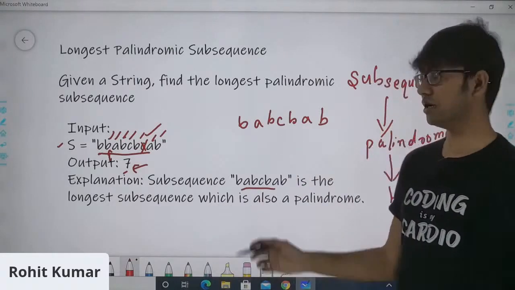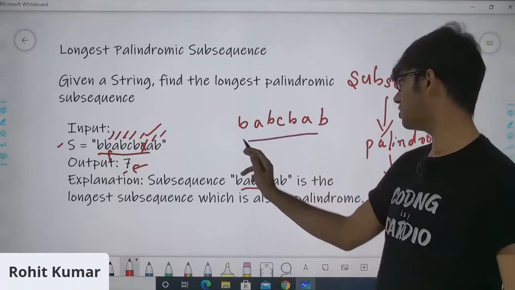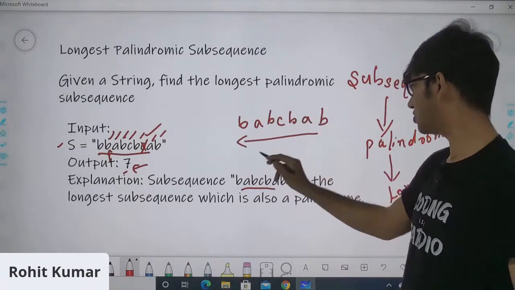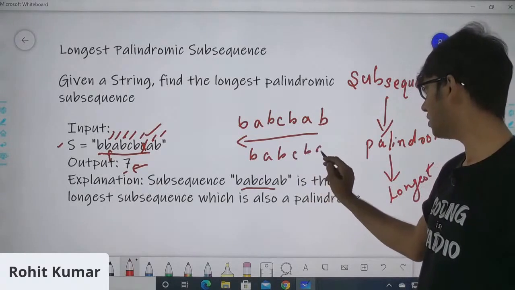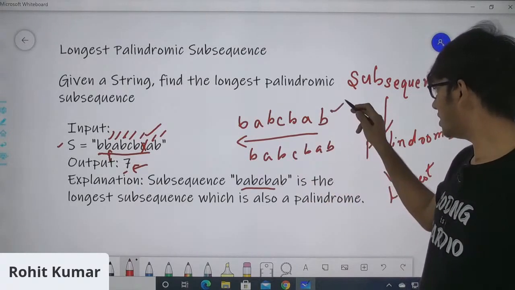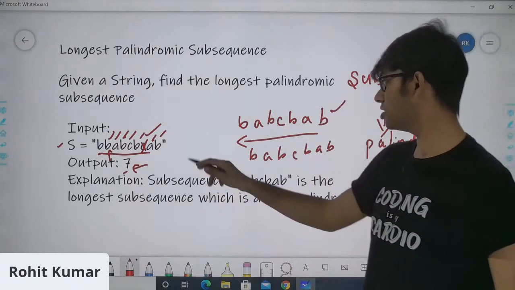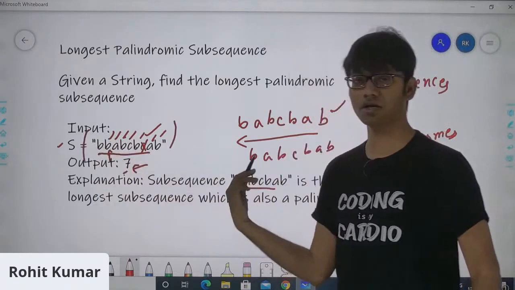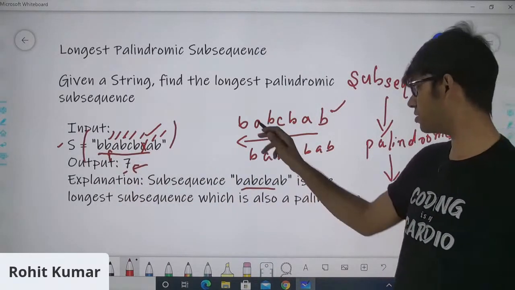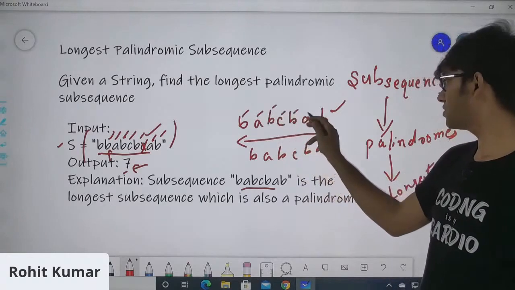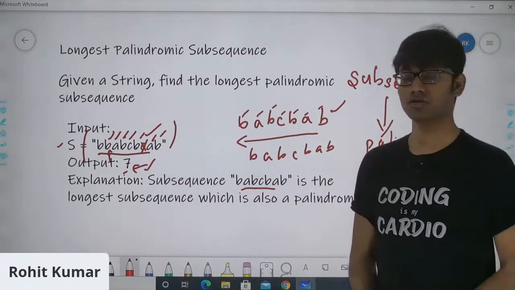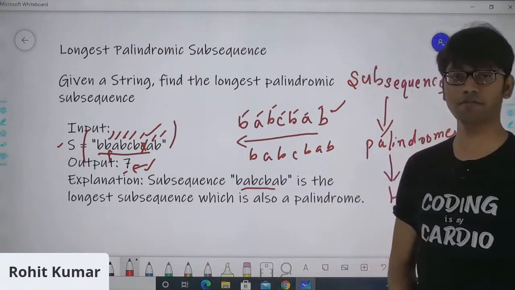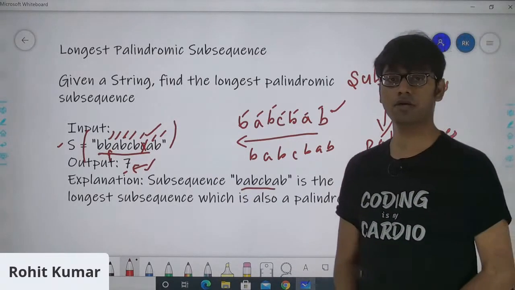So if you read it from right to left also, it will come out as the same string. So it is B, A, B, C, B, A, B. So this is a palindrome, as well as in this particular string, this is the longest palindrome. So what is its length? 1, 2, 3, 4, 5, 6, 7. Hence your output is 7. All right. So I hope the explanation of the given sample input and output is clear to you.